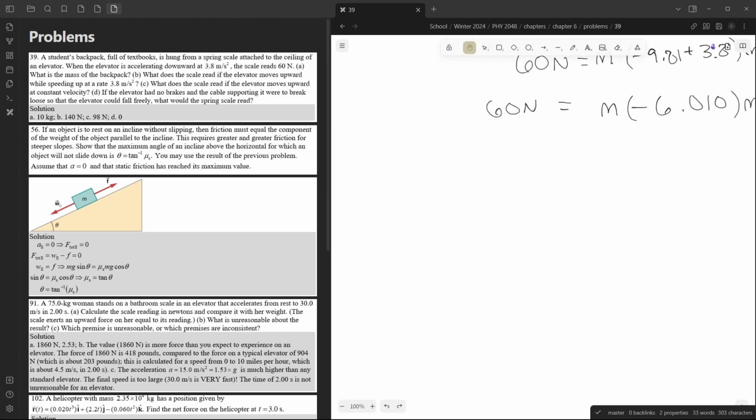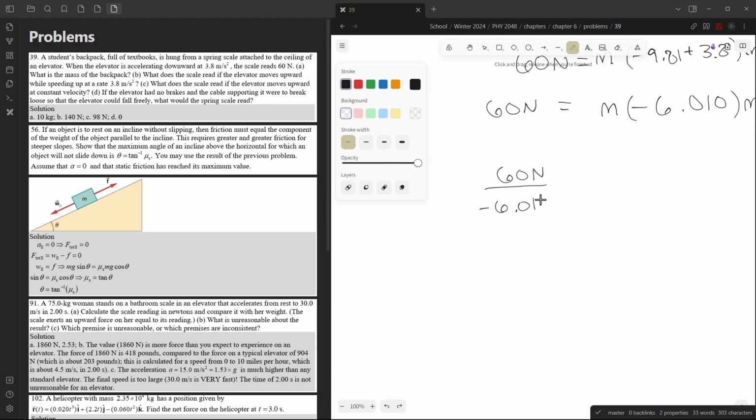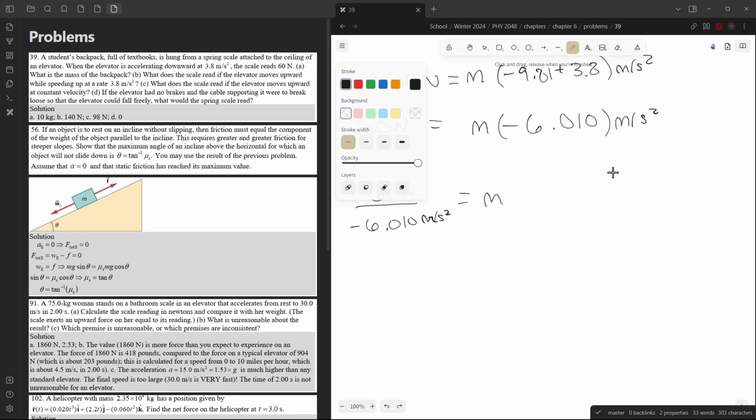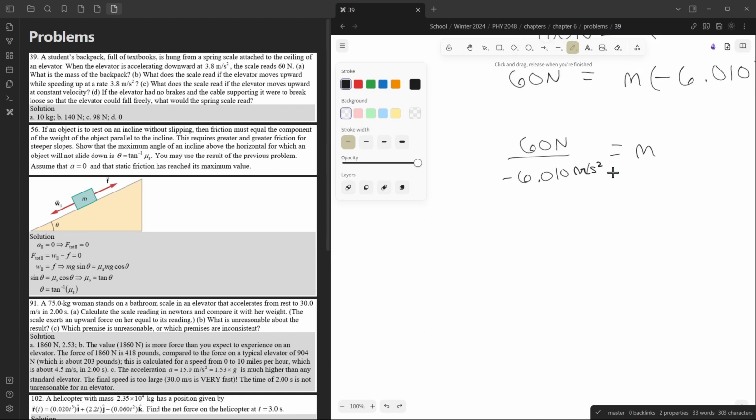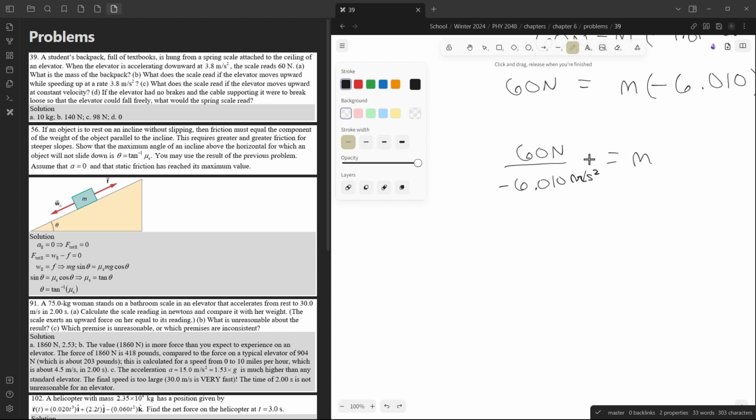And then we just divide both sides by roughly 6. So 60 newtons divided by negative 6.01 meters per second squared, not newtons, what am I saying? And we're going to get a negative answer, but this is mass, so you instantly take the absolute value of that, no matter what. Maybe I did the wrong sign or whatever, but it really doesn't matter as long as you have the right sign in the end.